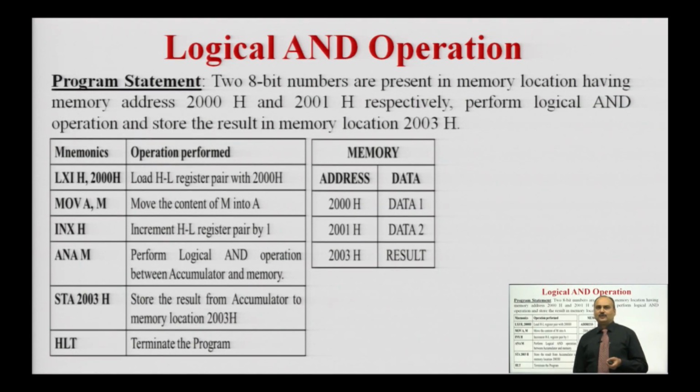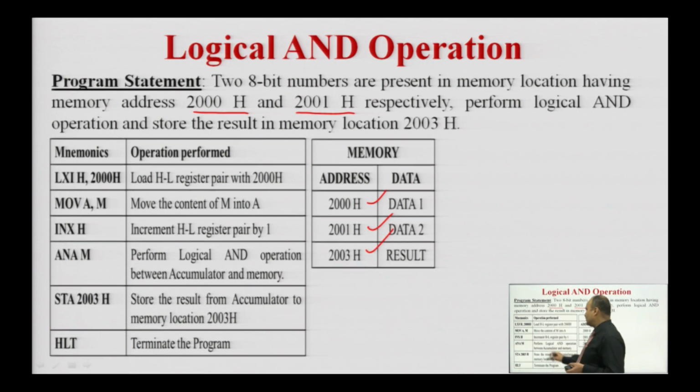Next is the logical AND operation. Here the two 8-bit numbers are present in memory locations having addresses 2000H and 2001H. We need to perform the logical AND operation. The logical AND operation is performed on the basis of the truth table of the AND gate: when any of the inputs is 0, the output is 0. We need to store the result of the operation in memory location 2003H.